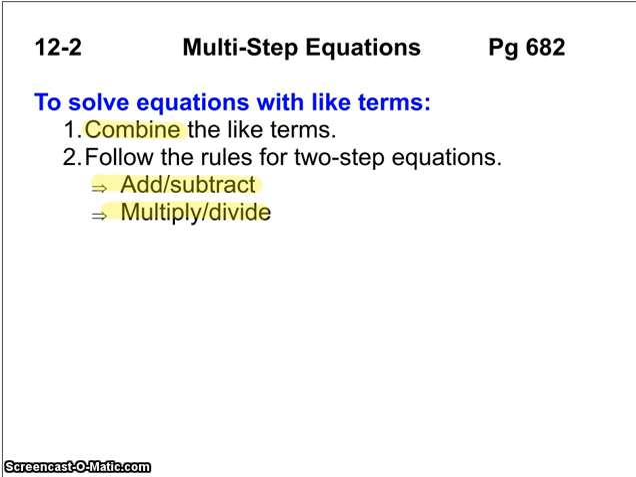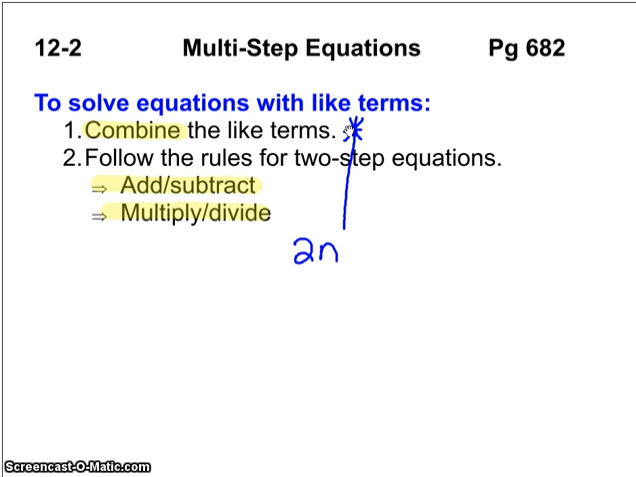So, combining like terms. I want to remind you what that looks like. Write this down, please. If you had 2n plus 5 minus 1n minus 3, this is something that we looked at back in chapter 1 with combining like terms.